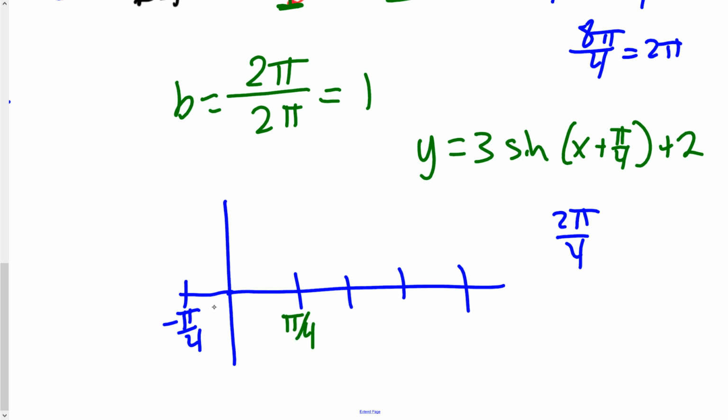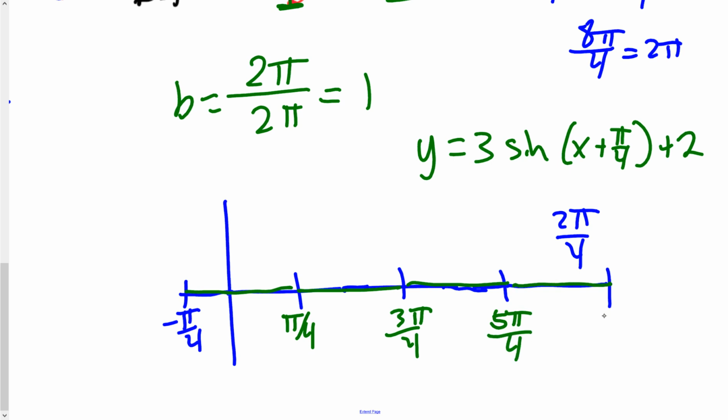And then, if I was doing the same distance here, I'd probably eliminate that one, and then probably go here, and then here. If this is one interval, then it needs to be the same size going this way, right? So this would be 3 pi/4. This would be 5 pi/4. This would be 7 pi/4.